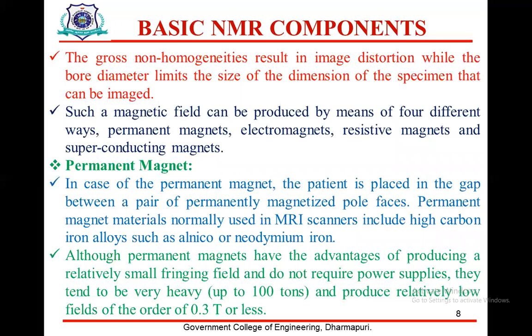First, the permanent magnet. In the case of a permanent magnet, the patient is placed in the gap between a pair of permanently magnetized pole faces. Permanent magnet materials normally used in MRI scanners include high carbon iron alloys such as alnico or neodymium iron. Permanent magnets have the advantage of producing a relatively small fringing field and do not require power supplies. However, they tend to be very heavy and produce a relatively low field, on the order of 0.3 tesla.